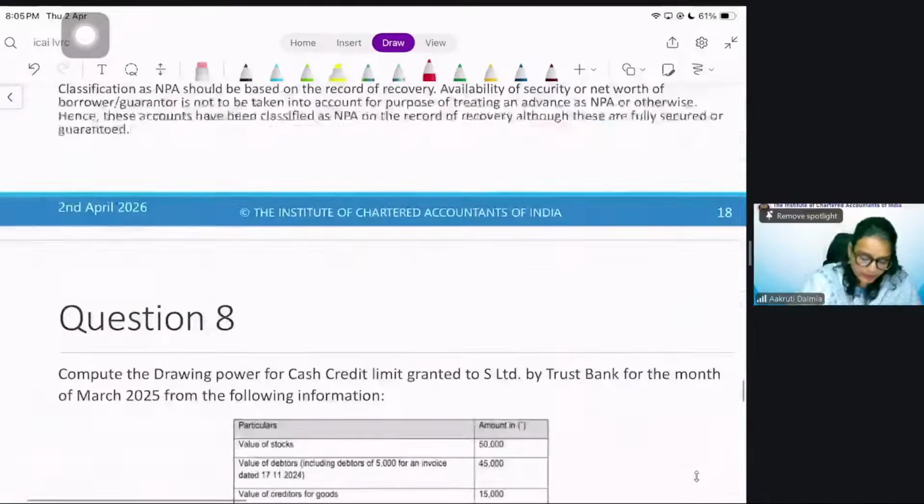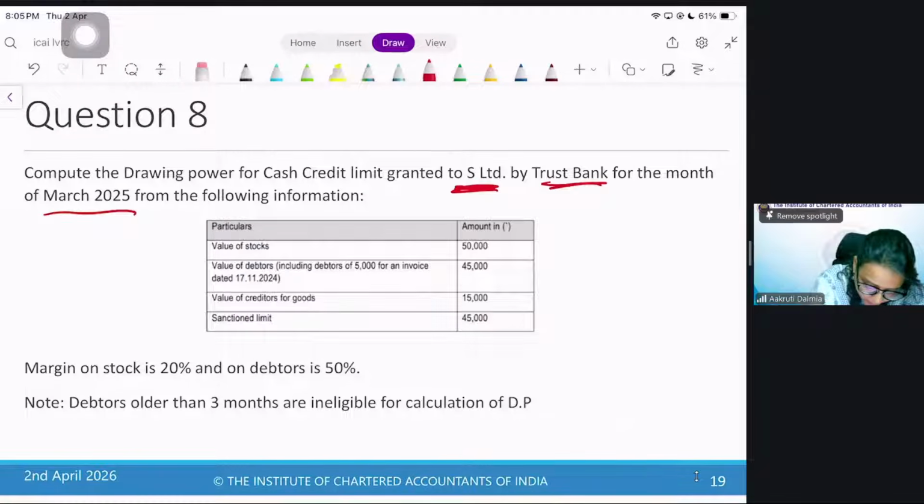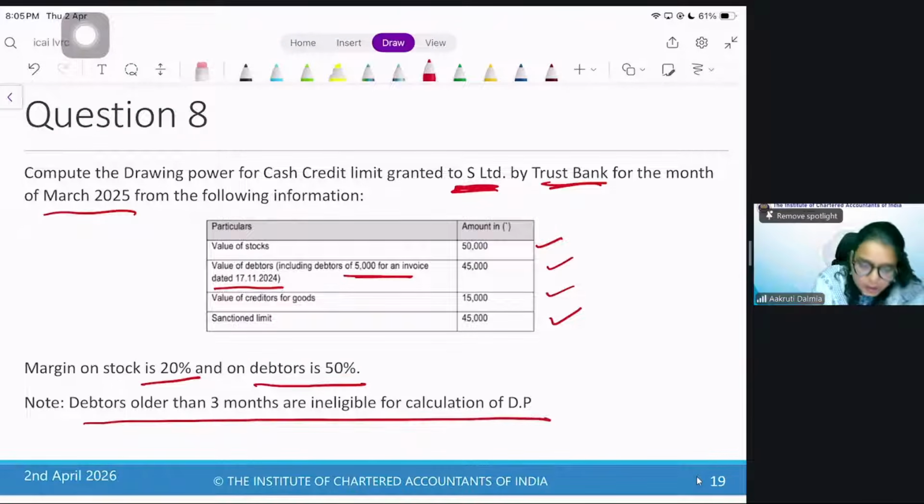Next question, pay attention. Compute the drawing power for the cash credit limit granted to S Limited by Trust Bank for the month of March 2025. Value of stocks 50,000. Value of debtors, including debtors of rupees 5,000 for an invoice dated 17/11, 45,000. Value of creditors 15,000. Sanction limit 45,000. Margin 20%. Debtors 50%. Debtors older than 3 months are ineligible.